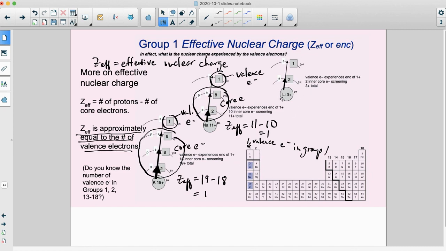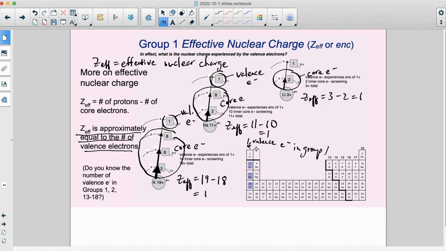All right, so if we take a look at lithium now, let's see if Z effective follows the same pattern as sodium and potassium. We have 3 protons minus the core electrons. Subtract this off, we get 1 again. 1 valence electron, and Z effective is 1. So the effective nuclear charge for group 1 is going to be 1. It's staying constant in a group.